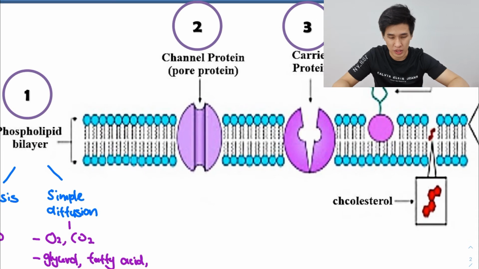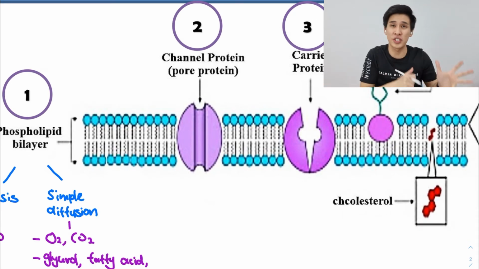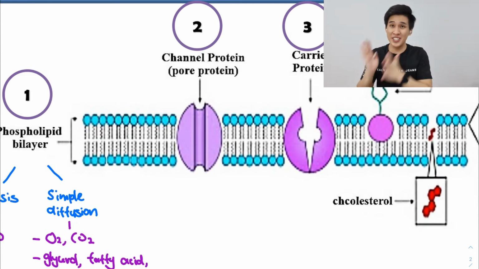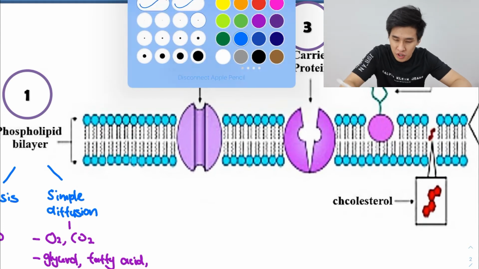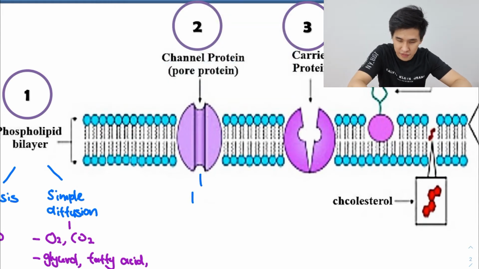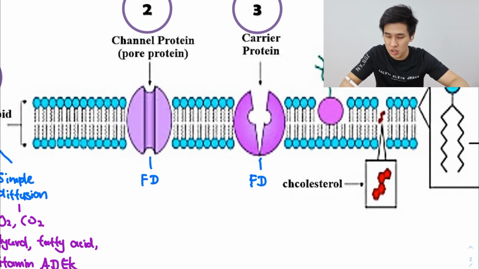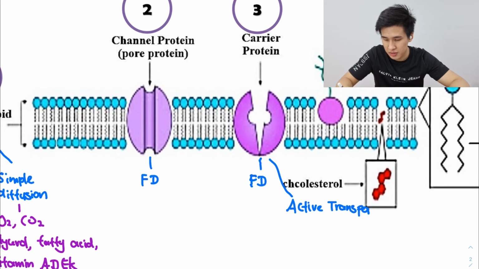Now, the two small entrances, channel and carrier. Substances that do not fulfill the criteria mentioned just now have to sneak past through the back door. So the remaining two transports are facilitated and active. Facilitated, being the more complicated one, can occur at both of the small entrances, so I just write FD. On top of that, the carrier protein also allows active transport to take place.